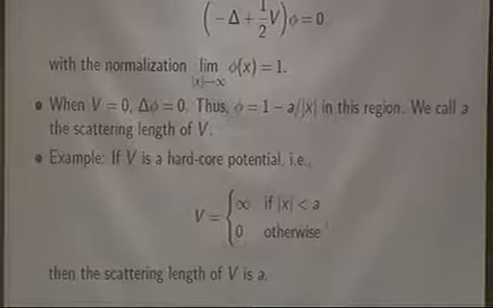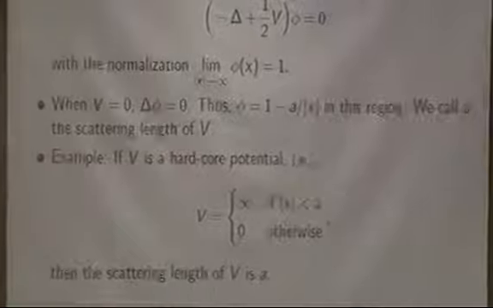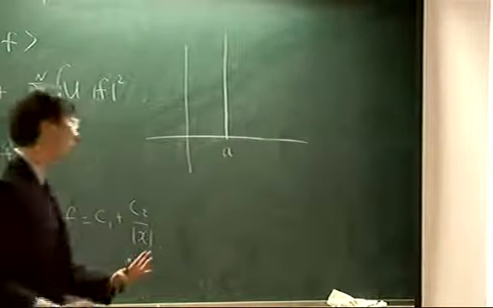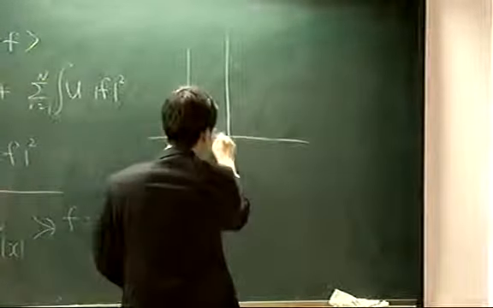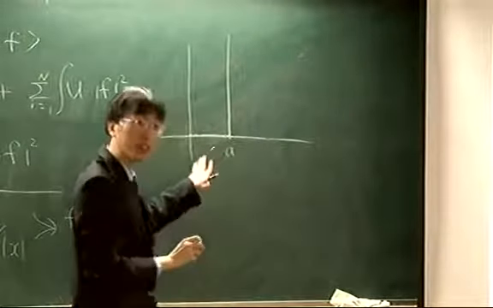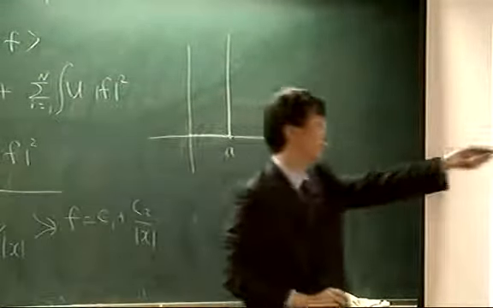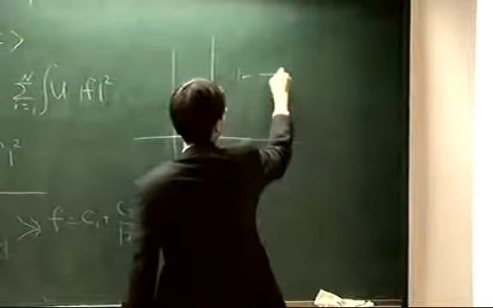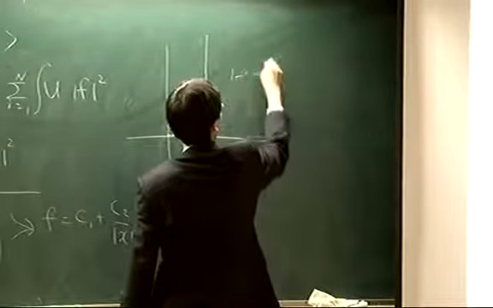So for example, if V is a hardcore potential, such that V is infinity in this region, and it just vanishes after that. In this case, we need to have the function be 0 in this region, because otherwise, V is infinity, so the equation doesn't make sense. And in the outer region, the solution will be 1 minus A over X.